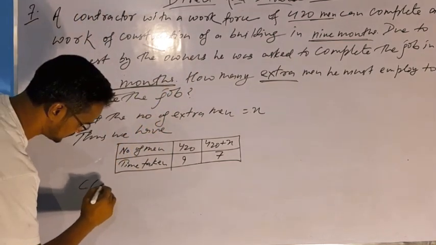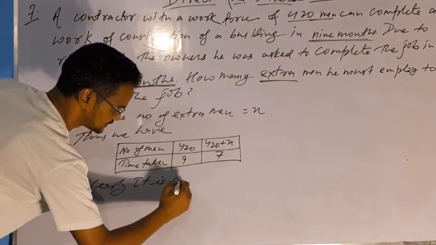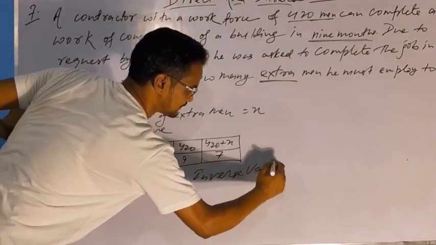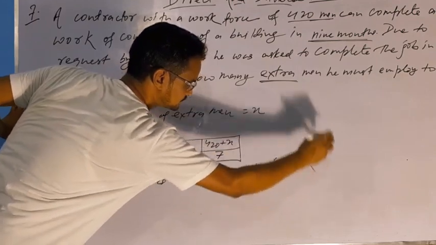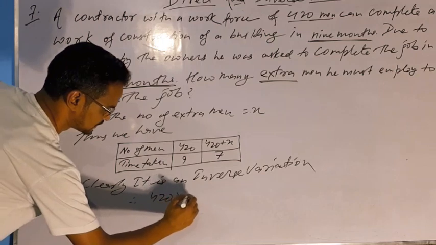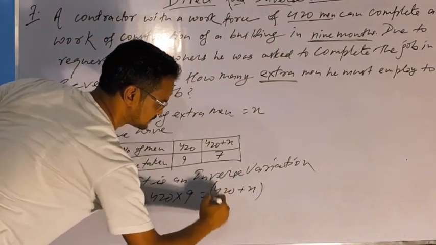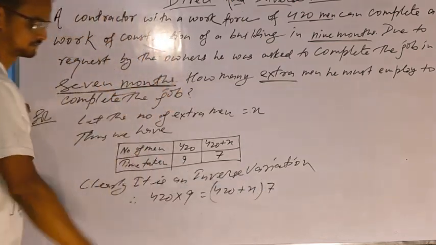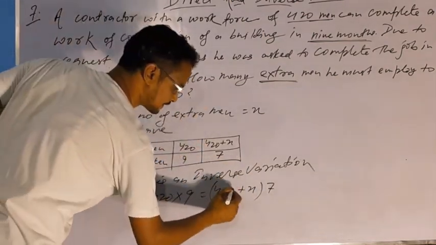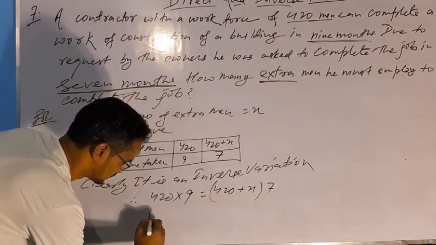It is an inverse variation. Therefore, 420 multiplied by 9 is equal to (420 plus x) multiplied by 7. This will be in bracket form because it is a binomial. Now solve with this 420.